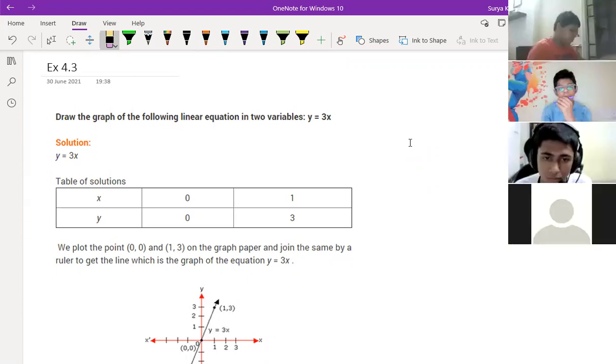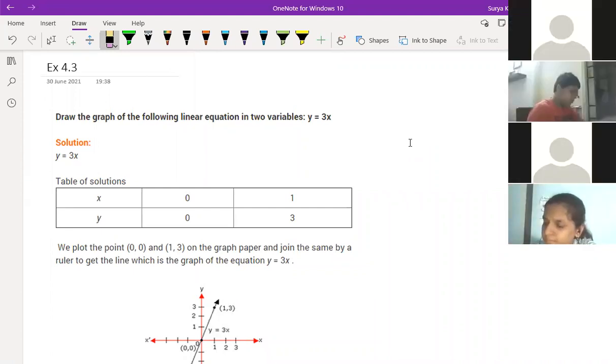Nihar, then Satvik, Sahil. One minute, sir, I'll bring my graph. Ashini.